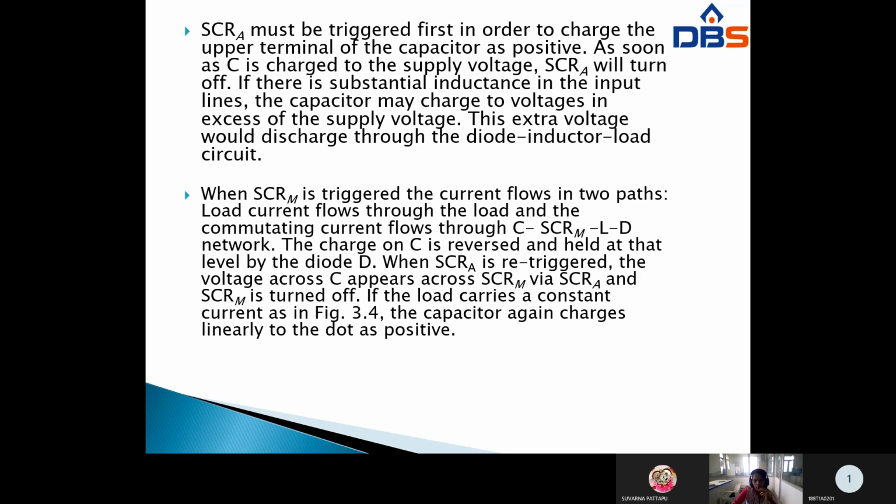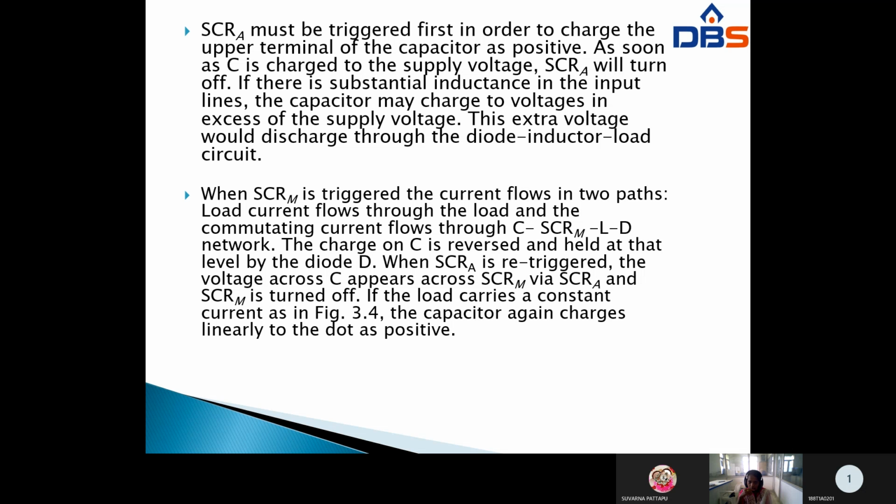In class D commutation, two thyristors will be there: one is the auxiliary thyristor and the other is the main thyristor. Whenever the auxiliary SCR is triggered, the upper terminal of the capacitor becomes positive as soon as C is charged to the supply voltage. So the capacitor will be fully charged, and the SCR will turn off.